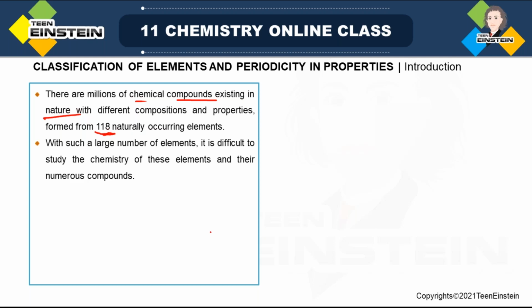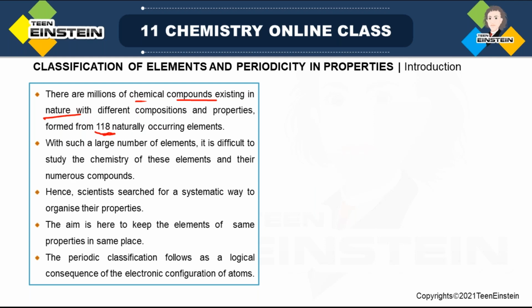Now, as this number, 118, is a large number of elements, it is really difficult to study the chemistry of these elements individually. Obviously, 118 elements are present and we have to know their properties. Individually, that is already difficult. And they also make compounds by reacting with each other, so the number increases further if you consider the compounds. So to handle this large number of elements and the millions of compounds formed from them, to remove that difficulty, this idea of periodicity in properties is the introductory idea.